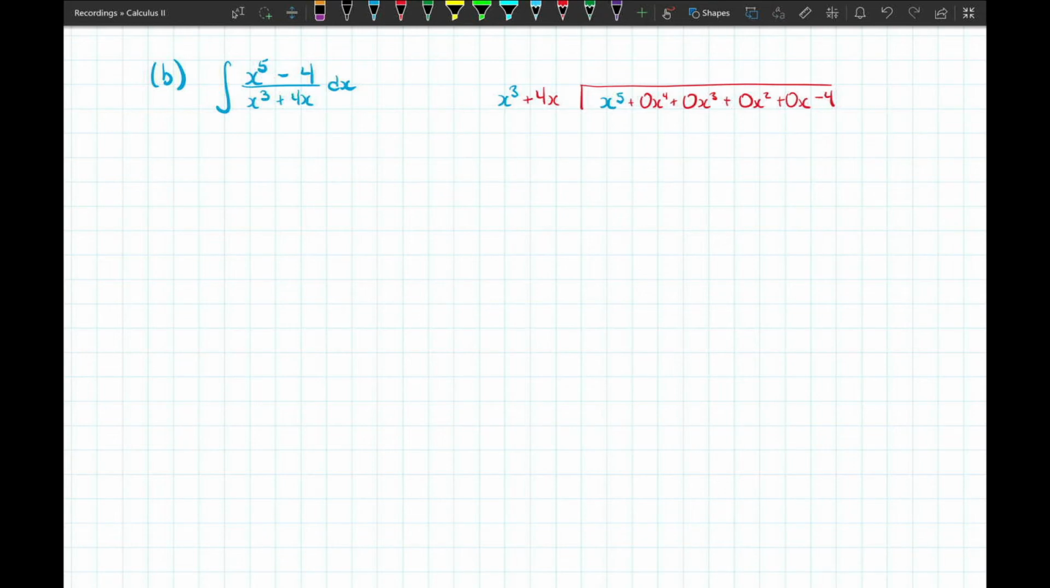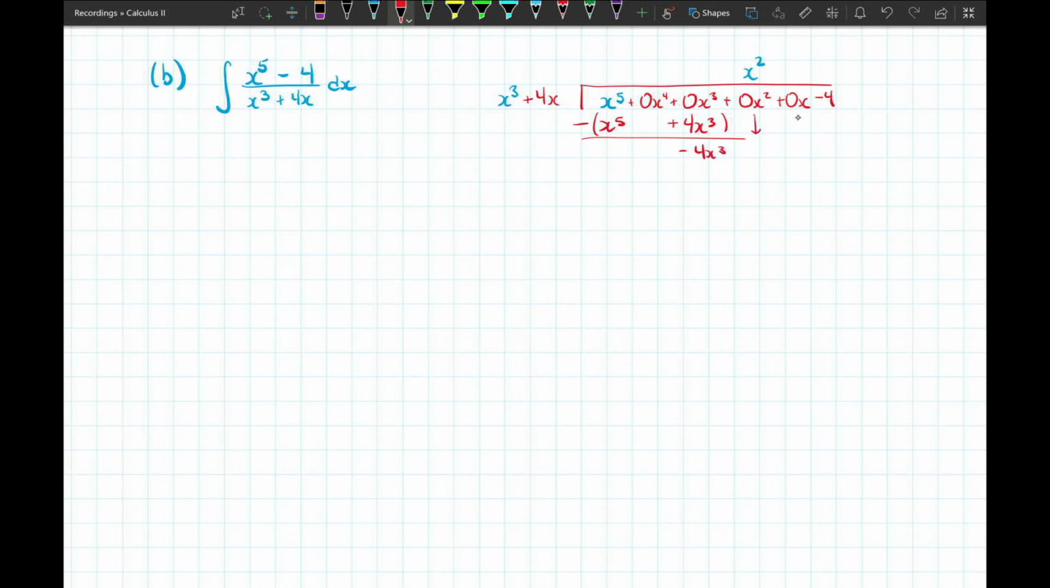X to the 5 divided by x cubed is x squared. So I'll put that here over the x squared column. And x squared times x cubed is x to the 5. And x squared times 4x is going to be 4x cubed. Now we're going to be subtracting that polynomial to see what the remainder is. And that remainder is simply going to be negative 4x cubed.